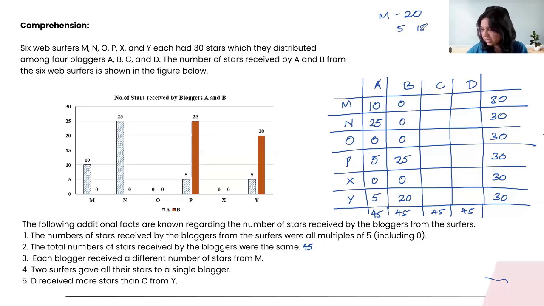I cannot have a 10. I cannot have a 20. So this is my only choice. So one of them amongst C and D will get a 5. One of them will get a 15. We don't know who is getting what, but this is the situation.